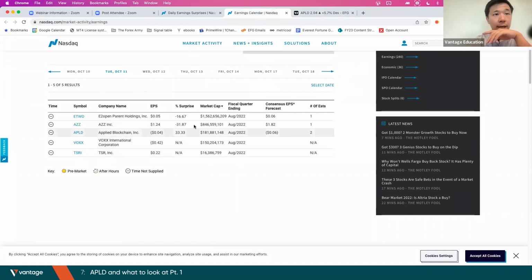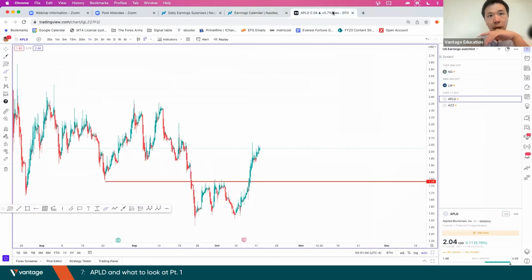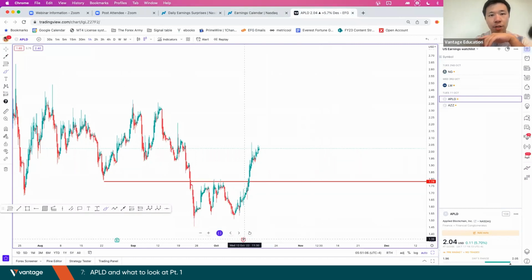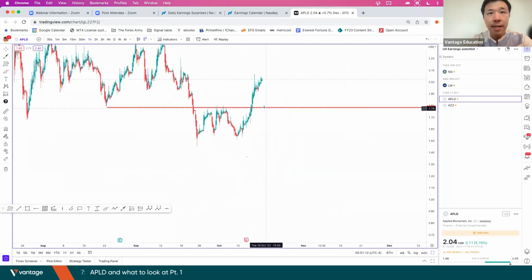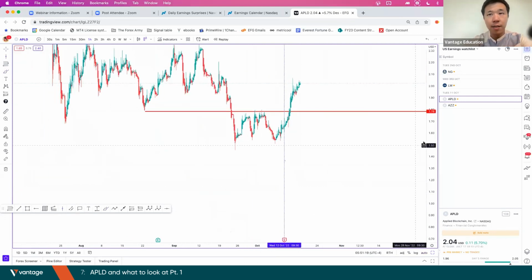APLD had a positive surprise of 33%, so it did fairly well. This was where the earnings report was released, right at this level. I'm just going to draw a vertical line right at this level over here. This was when the earnings report was released.